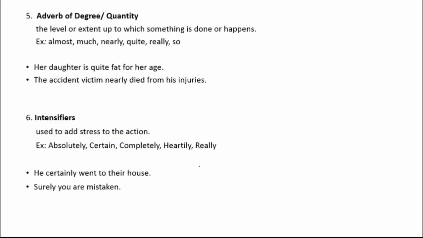The next is the adverb of degree or quantity. Adverb of degree tells us the level or extent that something is done or happens. Like almost, much, nearly, quite, really, slightly. Her daughter is quite fat for her age. Quite. The accident victim nearly died from his injuries. Nearly. It usually answers the question how much.